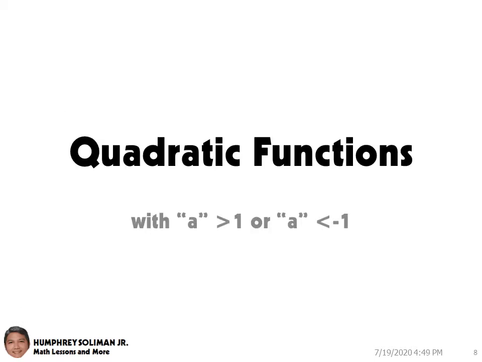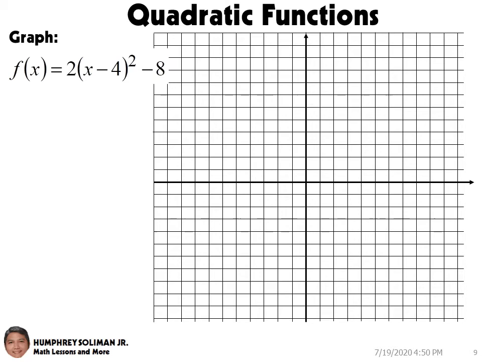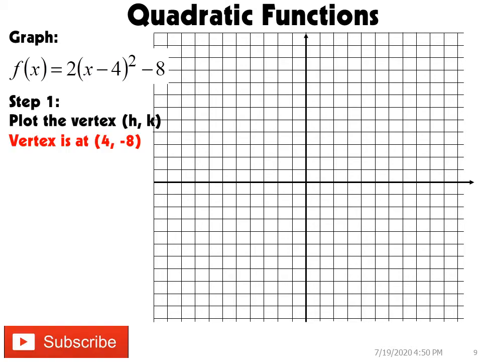Now we will discuss how to graph quadratic functions with a greater than 1 or a less than negative 1. Okay, for our first example, we have f of x is equal to 2 times the quantity x minus 4 squared minus 8. Step number 1, we plot the vertex (h, k). Here, our vertex is (4, -8).